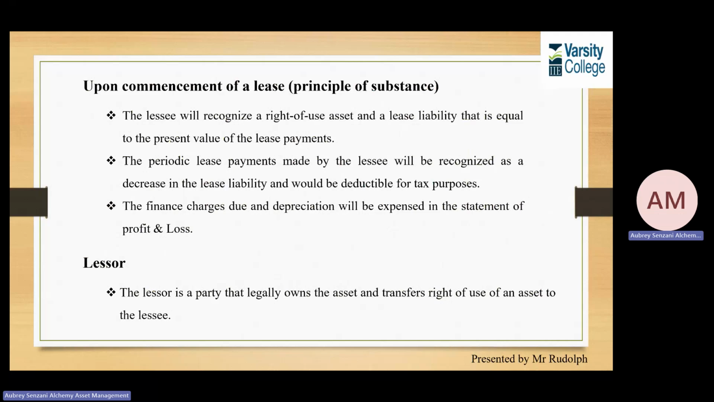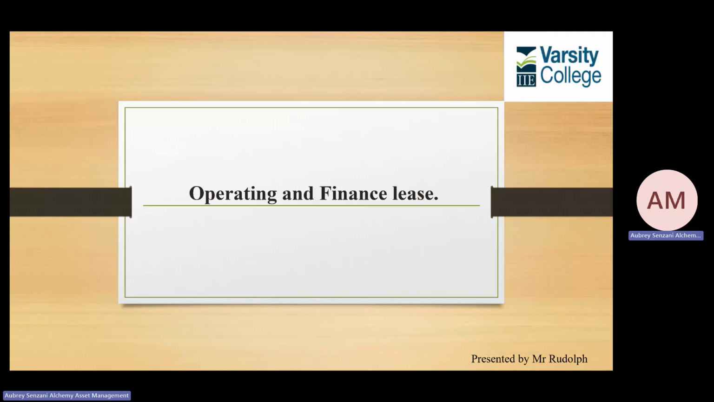Then obviously the period of the lease payments is also ironed out. And very important, these lease payments are deductible for tax purposes. The finance charges due and depreciation will be expensed in the statement of profit and loss. Now, pertaining to the lessor, the owner of the asset: the lessor is a party that legally owns the asset and transfers right of use of an asset to the lessee. So nothing new, they're actually leasing.